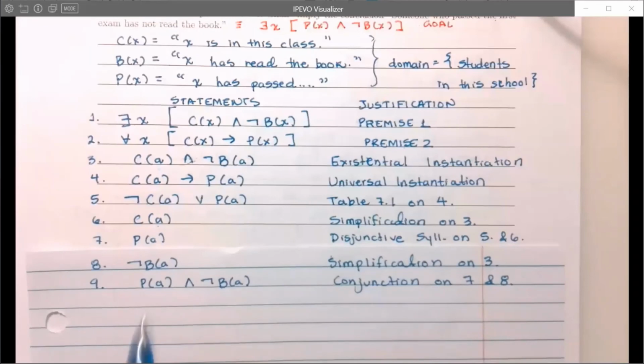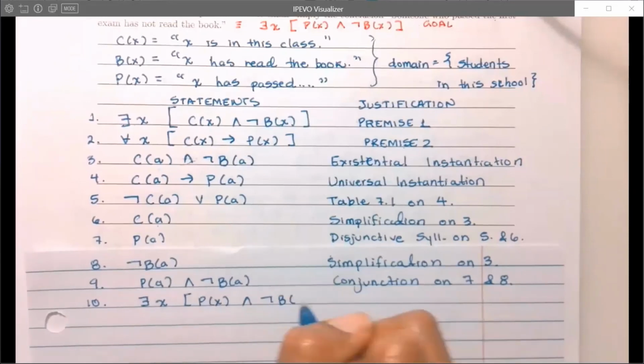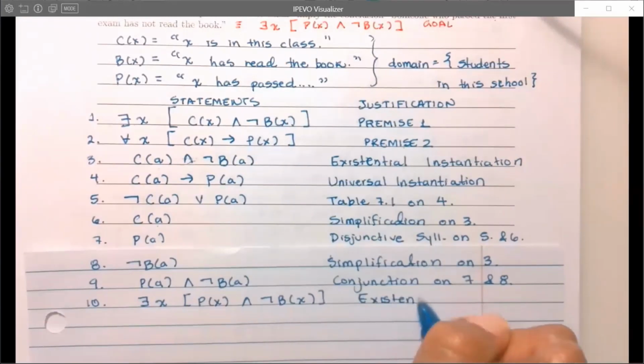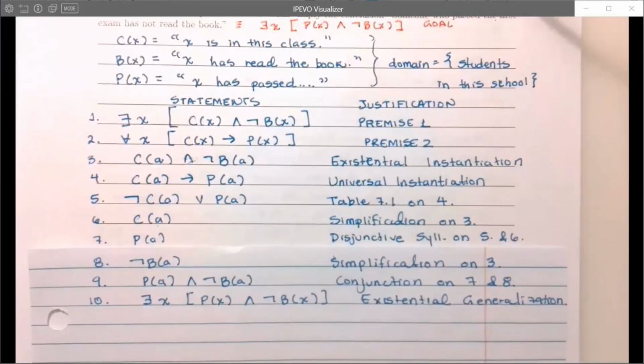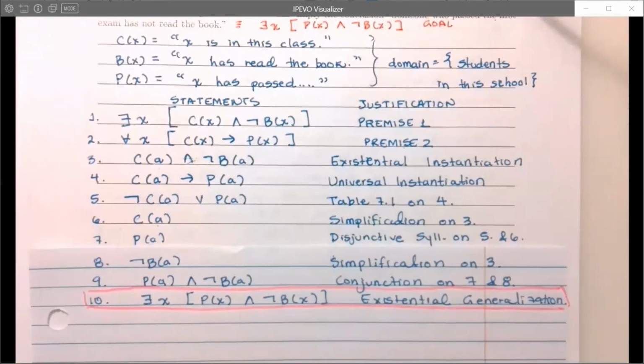Okay, and so finally, for person a, these two are true. So there exists some student in the school for which they have passed the first exam, and they have not read the book. And this would be existential generalization. Okay, so that was our goal, and we've made it.